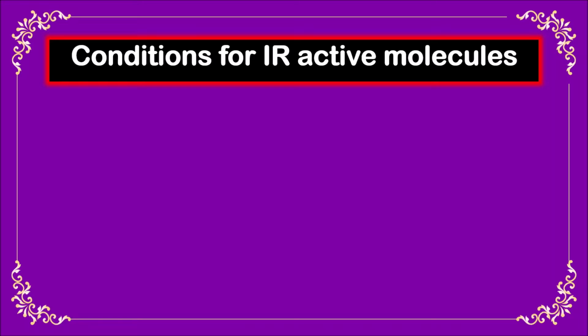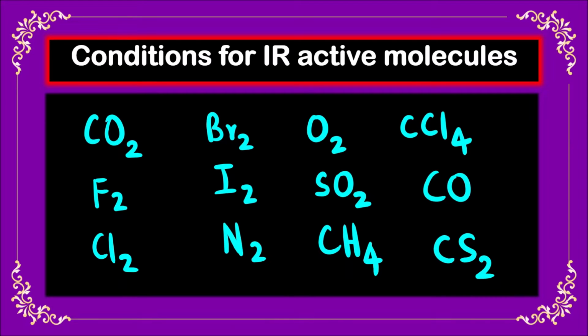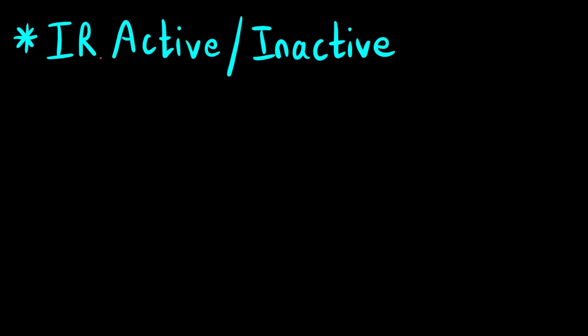So in today's video, we are going to see the conditions for a molecule to be IR active, or infrared active. That is, which of the molecules will show bond stretching frequency values in the infrared spectrum or IR spectrum. These are some of the molecules that we are going to see. So how do we come to know whether a particular molecule is IR or infrared active, or infrared inactive?